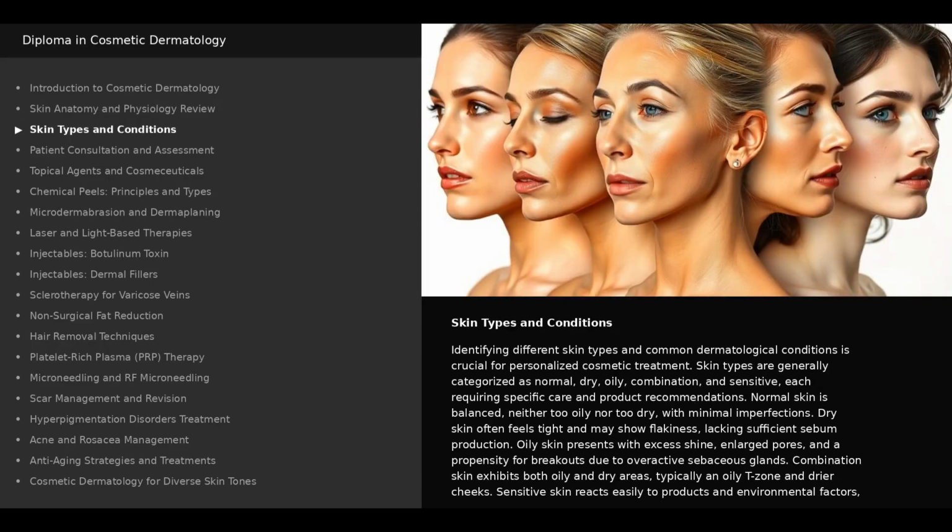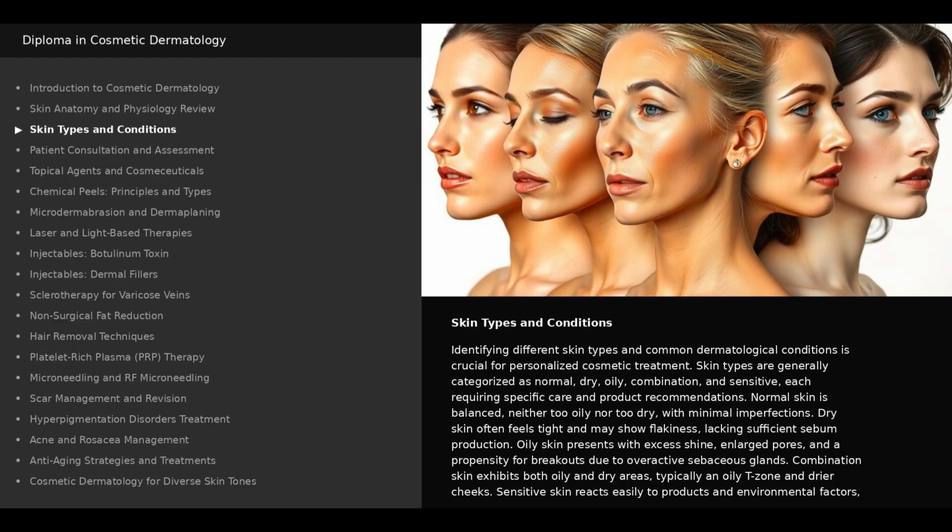Skin types and conditions. Identifying different skin types and common dermatological conditions is crucial for personalized cosmetic treatment. Skin types are generally categorized as normal, dry, oily, combination, and sensitive, each requiring specific care and product recommendations. Normal skin is balanced, neither too oily nor too dry, with minimal imperfections.